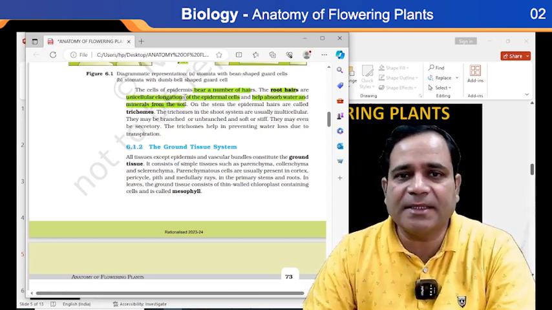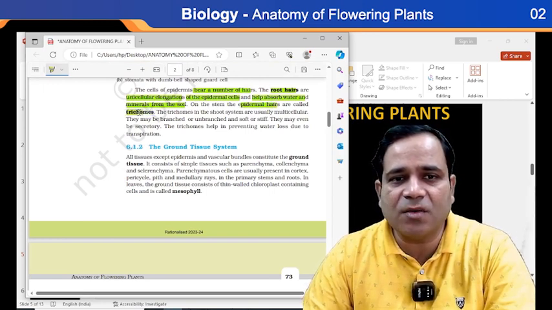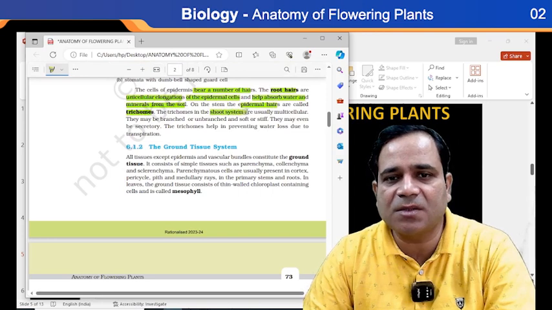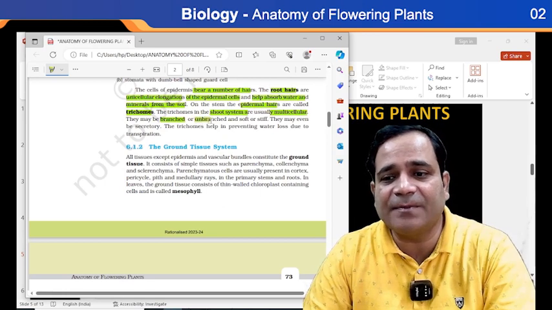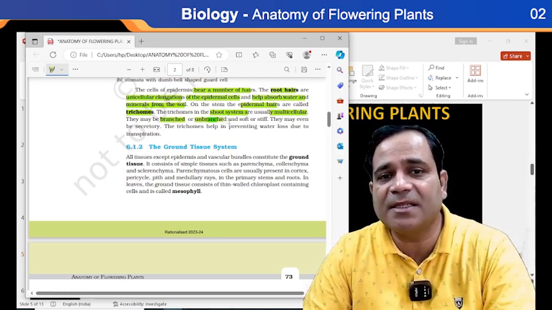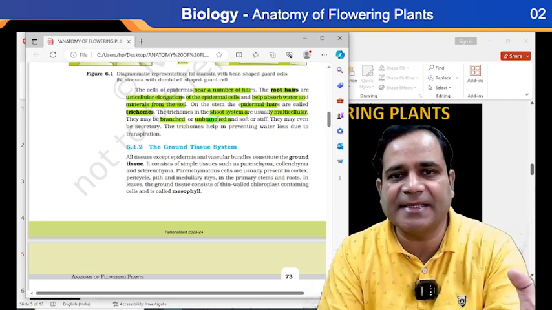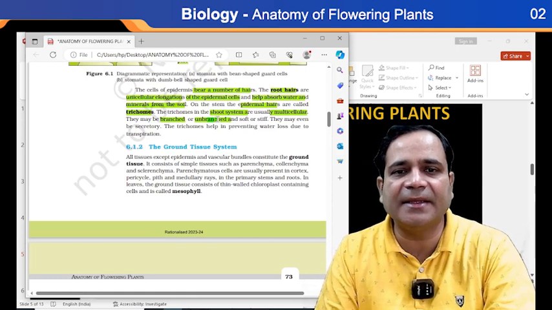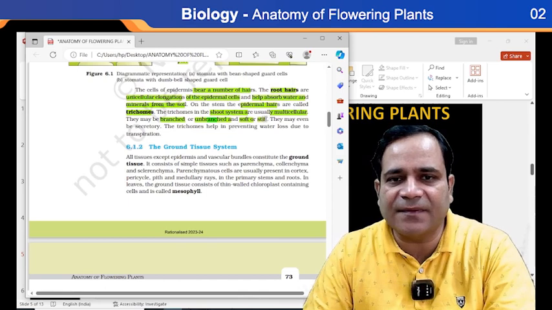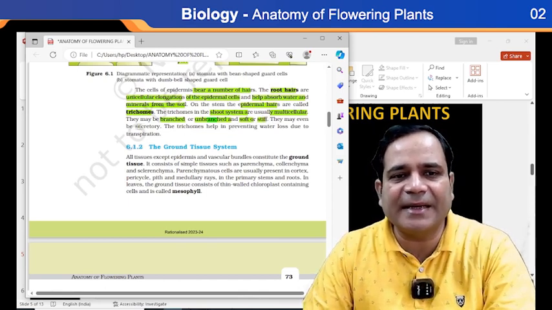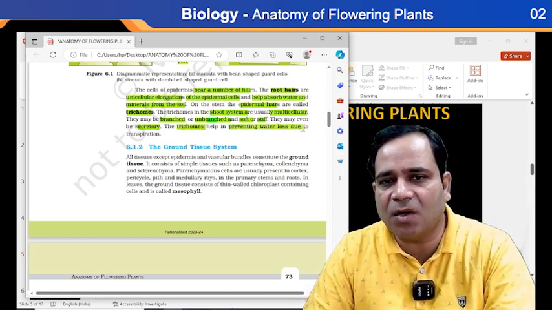Yes, on the stem, the epidermal hairs are called trichomes. So the trichomes are in the shoot system also, and they are multicellular. They may be branched or unbranched. What does branched or unbranched mean? They have fine hair-like projections, which are responsible for carrying things, mainly the water and minerals. Unbranched are soft and stiff, correct? They may even be secretory. They also secrete substances.